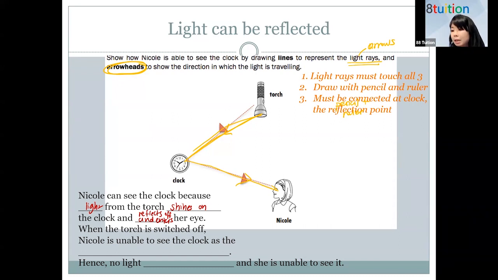Now, I'll help you out with the second part. When the torch is switched off, explain why she cannot see. Nicole is unable to see the clock as the clock does not give off its own light. Hence, no light enters Nicole's eyes. And she is unable to see it.